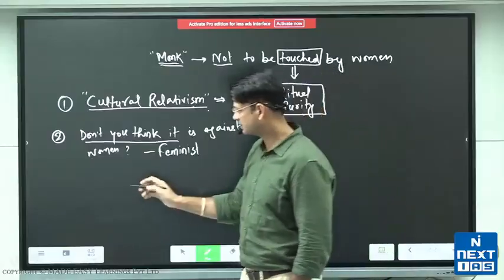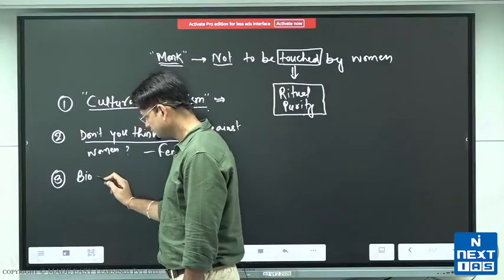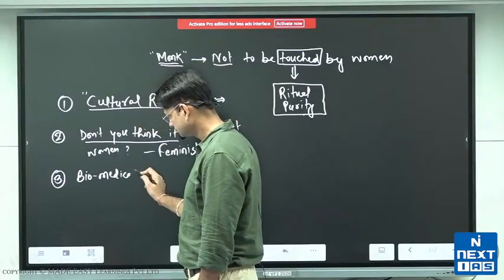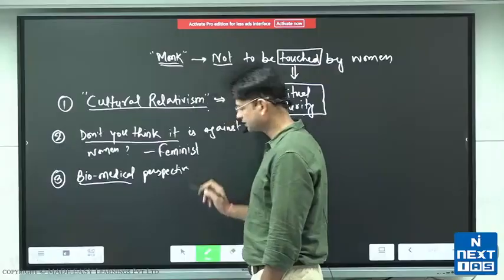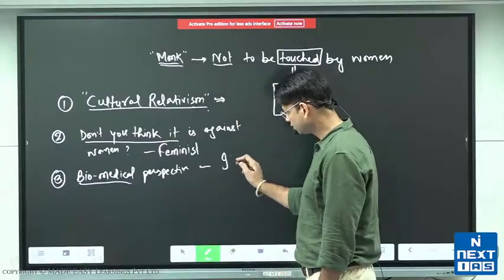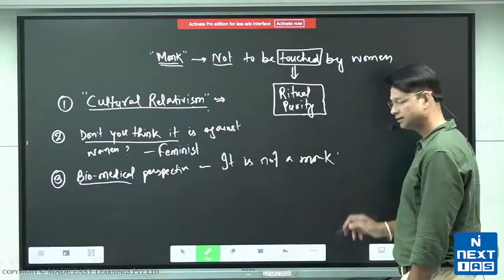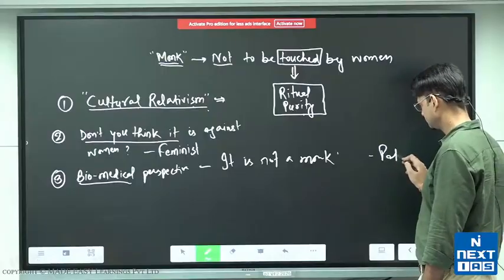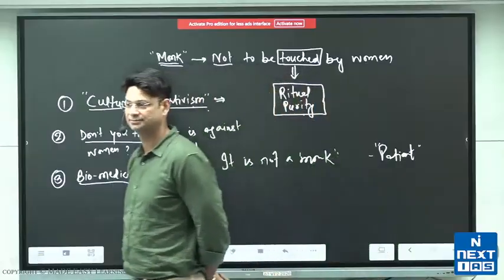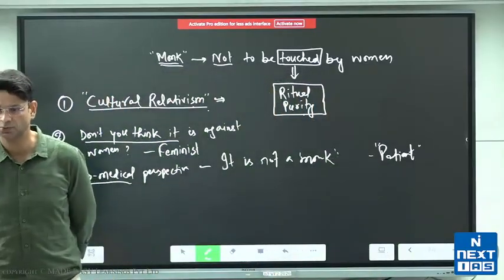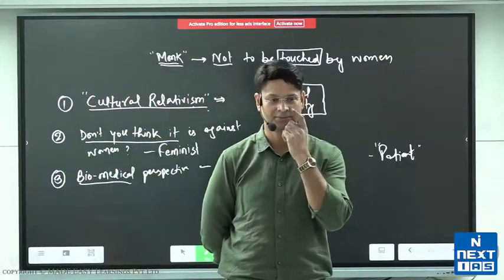Then the third perspective is the biomedical perspective. What is the biomedical perspective here? It says it is not a monk. Rather, it is a patient. ये तो monk है ही नहीं, ये तो patient है. कौन है ये? Isn't it? So anthropologists look at things through different ways. कि कोई है क्या? Right?